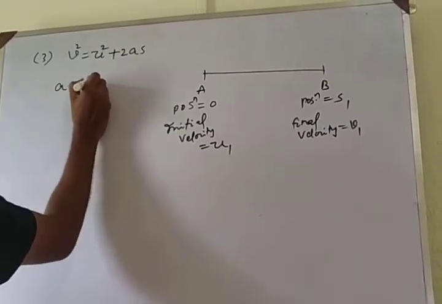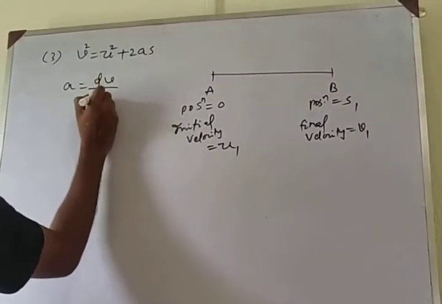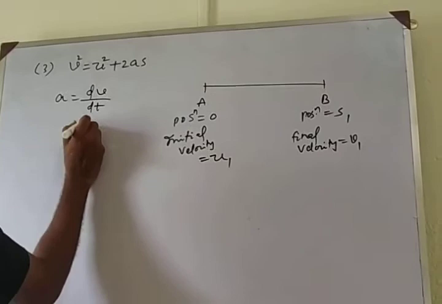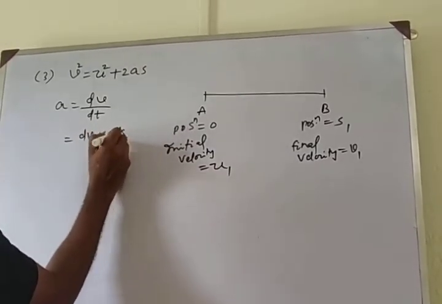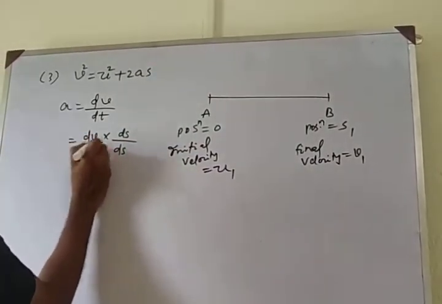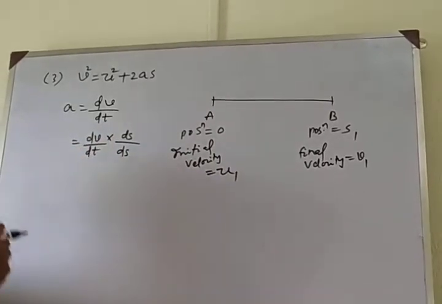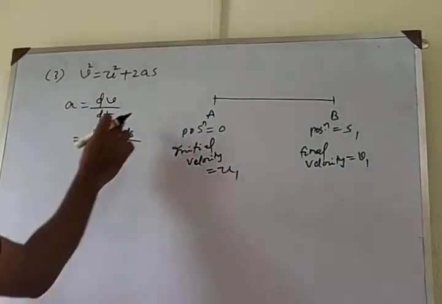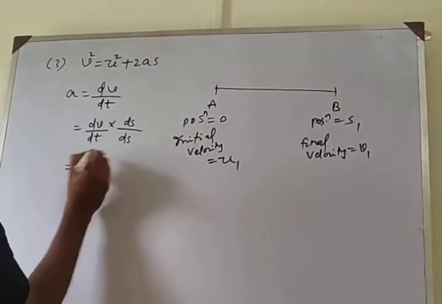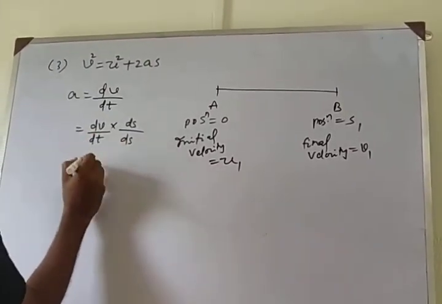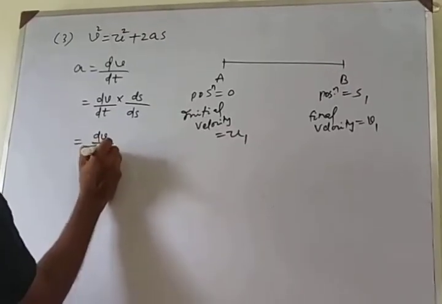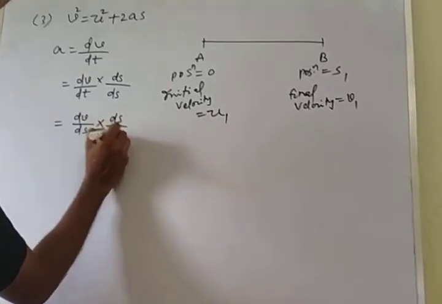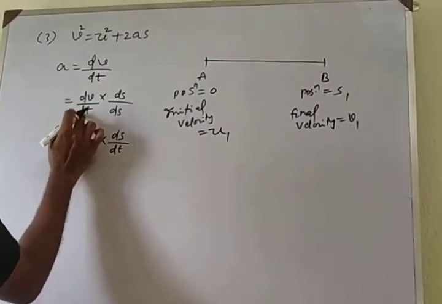Instantaneous acceleration is given as the derivative of velocity with respect to time. Let us multiply by 1 ds and divide by 1 ds, a small displacement or small change in position, above and below in the numerator and denominator. Now let us shift this ds here, dv by ds into ds by dt. I am just shifting ds to here and dt to here.